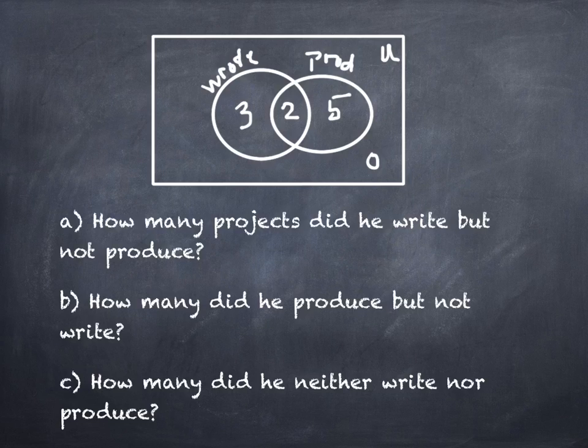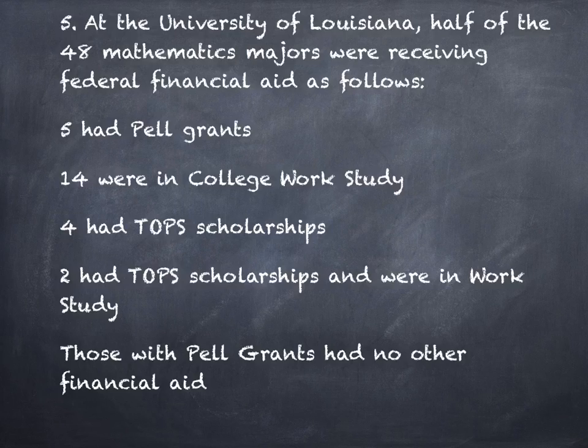So the question first, part A, asks, how many projects did he write and not produce? 3. It's the outside of the circle on the right. How many did he produce and not write? 5. And how many did he neither write nor produce? 0. Straightforward enough? What's different about this problem?